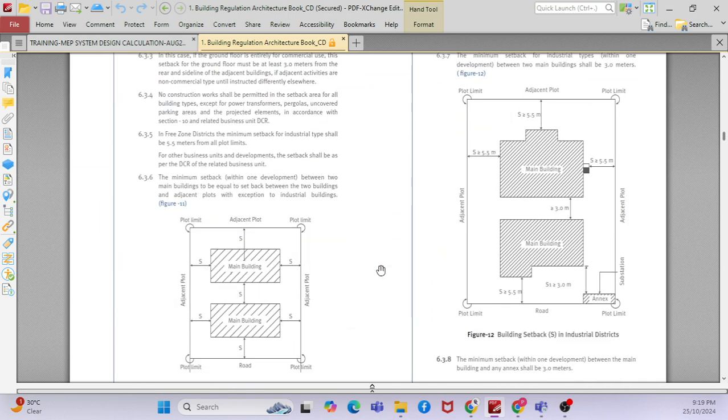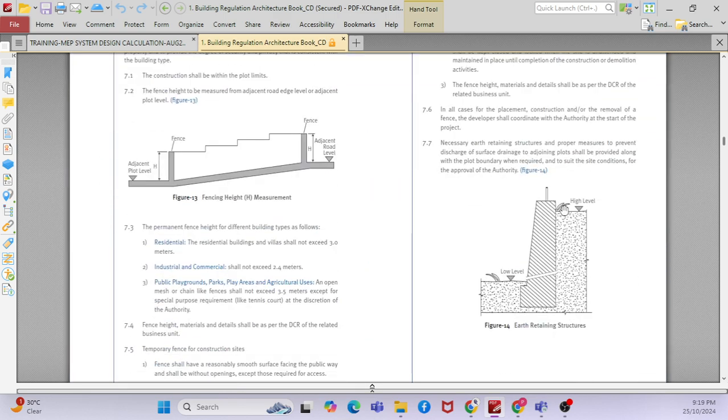Then, for example, if I have a plot limit and I want to construct 2 buildings, what is the minimum space required? If you read all the information, you will understand what space is to be given from the plot limit. You cannot construct the building on the boundary of the plot, right? So you have to provide some space for the setback. This is called the setback area. This is the adjacent plot; what is the distance between the two buildings? What is the minimum distance required based on the UAE guideline? It should be more than 3 meter, right?